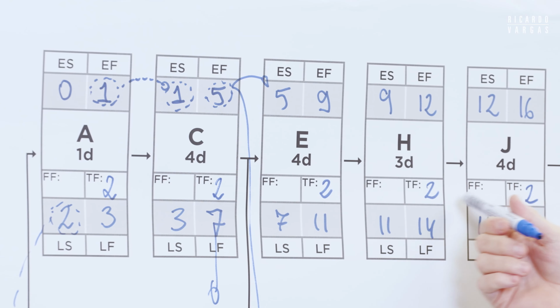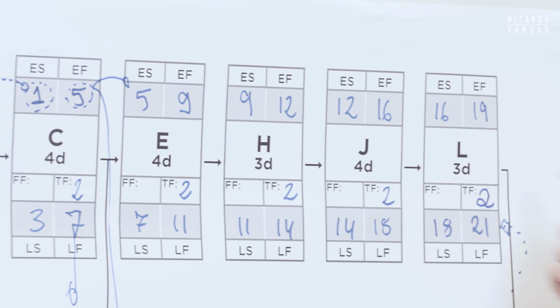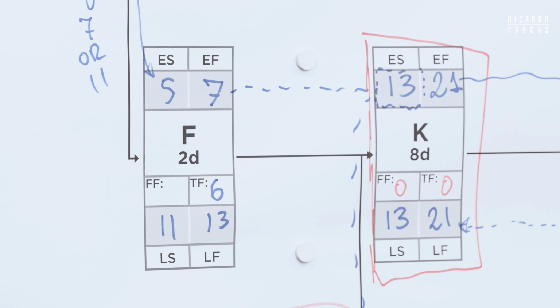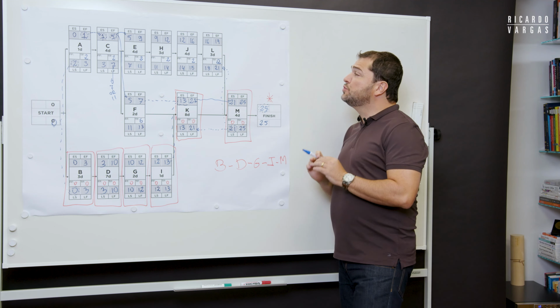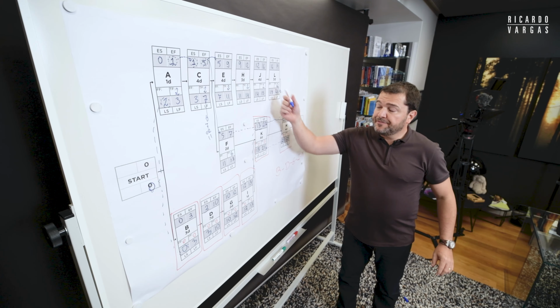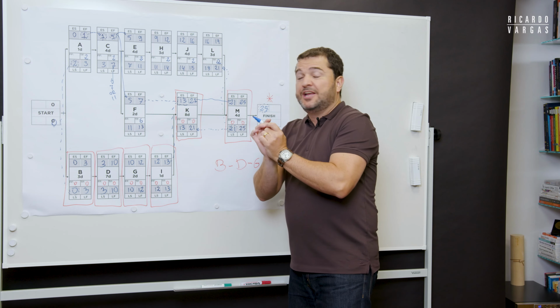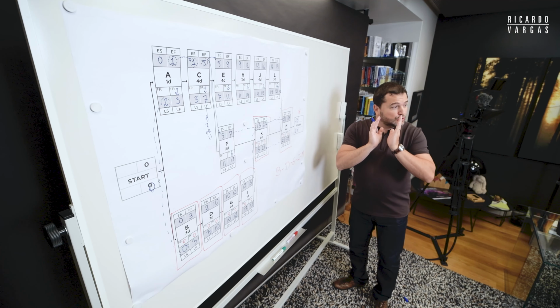E, 2 days, H, 2 days, J, 2 days, L, 2 days, and F, 6 days. Okay. Now, what do we need to do? Let's calculate the free float. The free float is a little bit more tricky. So what do we need to compare?